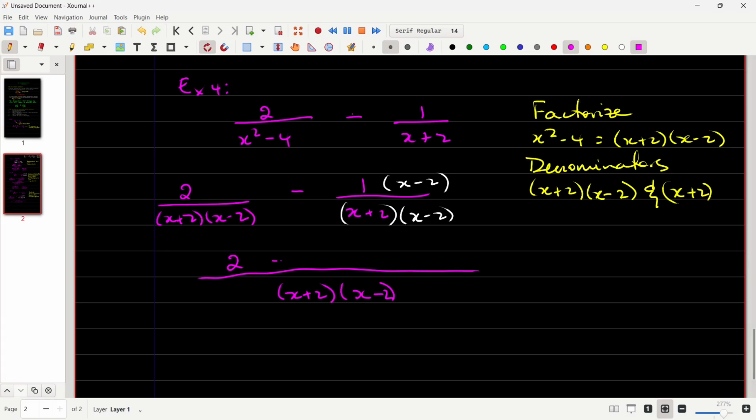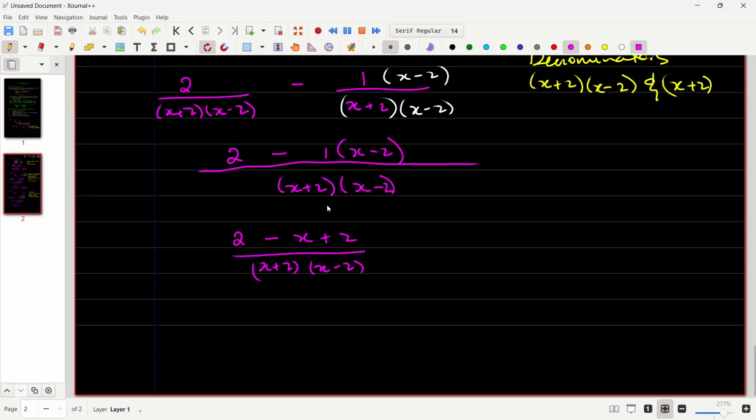This here would be 2 minus 1, open bracket, x minus 2. Simplify, again, we can, sorry, expand with the distributive law first. We get minus x plus 2 divided by x plus 2, x minus 2. Then we can add this, we get 4, so this here would be 4 minus x over x minus 2, x plus 2. All right, that's the answer there.